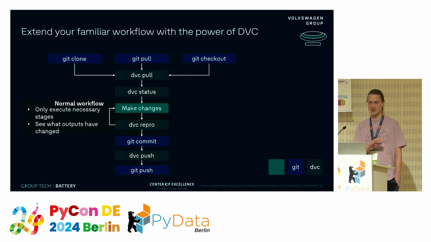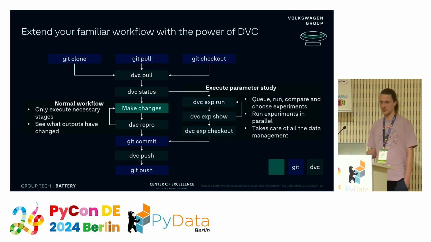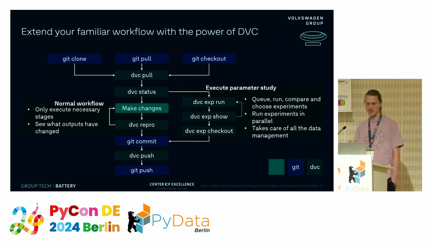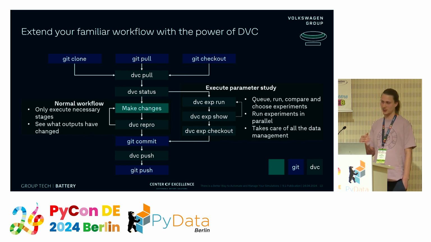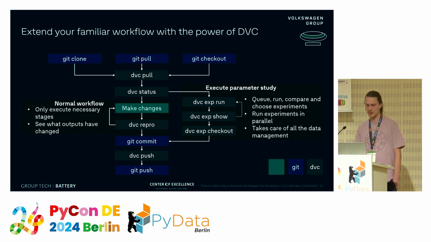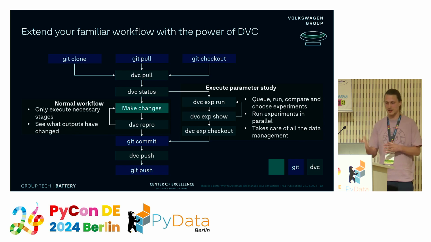And if we've done this, we can really go beyond all of this, and this is like doing DVC experiments or executing parameter studies, which are really, really common in simulation engineering. So you can queue, run, and compare your experiments. You can run them in parallel as well, and DVC takes care of all the data management. So it copies around all of the data, executes everything, grabs everything together, and then you can do a DVC exp show, and then you get a table of all your experiments, and it's really handy to do. And then you check out the best experiment you like the most, and then it's again the Git workflow.